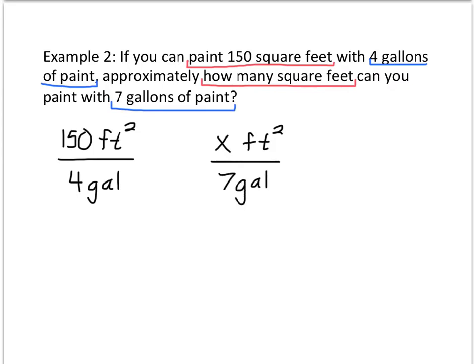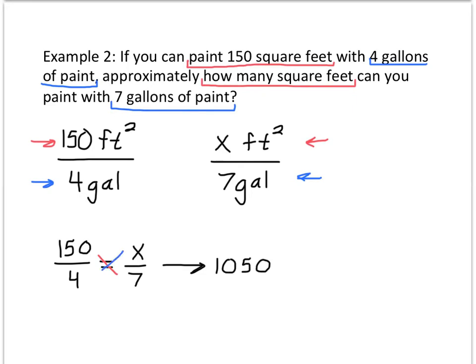Now again, just to emphasize, I put square feet on the top in my first ratio, so I put square feet on the top in the second ratio. I put gallons on the bottom in the first ratio, so I put gallons on the bottom in the second ratio. So now that I have these two ratios, I can set them equal to each other as a proportion. So I can say 150 over 4 is equal to x over 7. And now to solve for x, I'm going to solve like I would for any other proportion. I'm going to cross multiply. So if I do 150 times 7, that gives us a pretty big number. That looks like that's going to be 1,050.